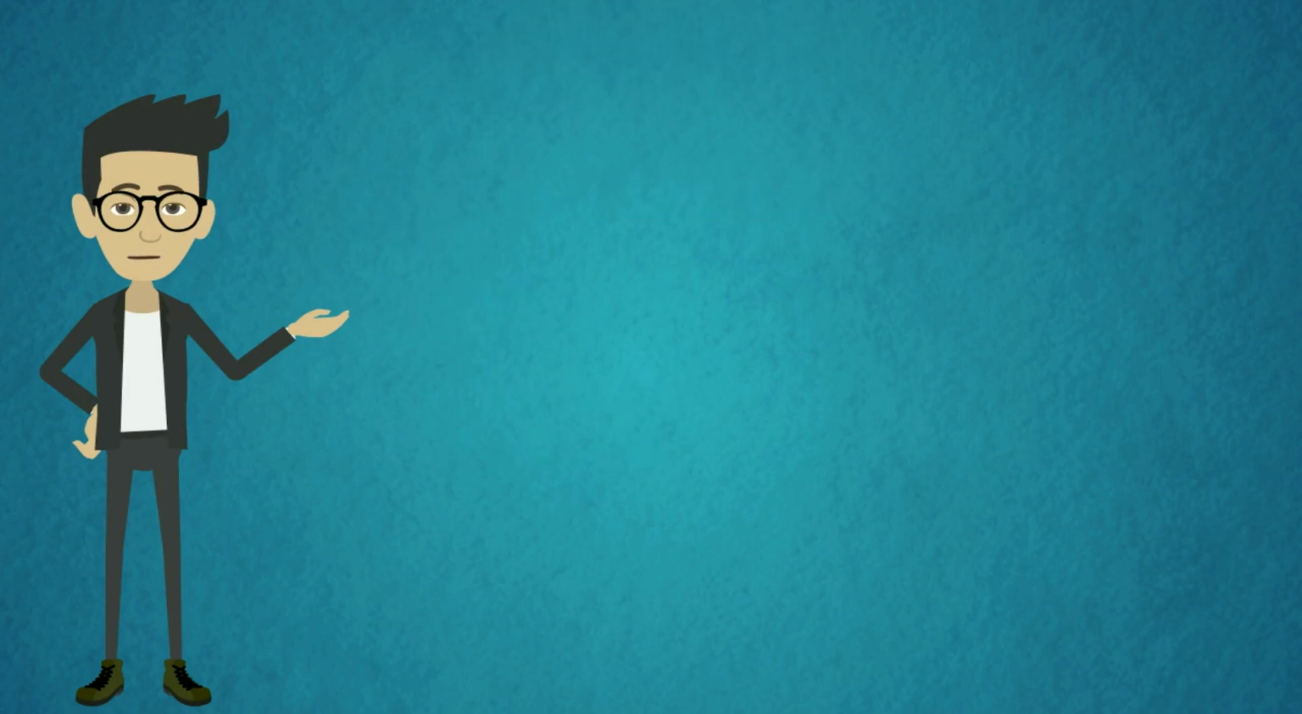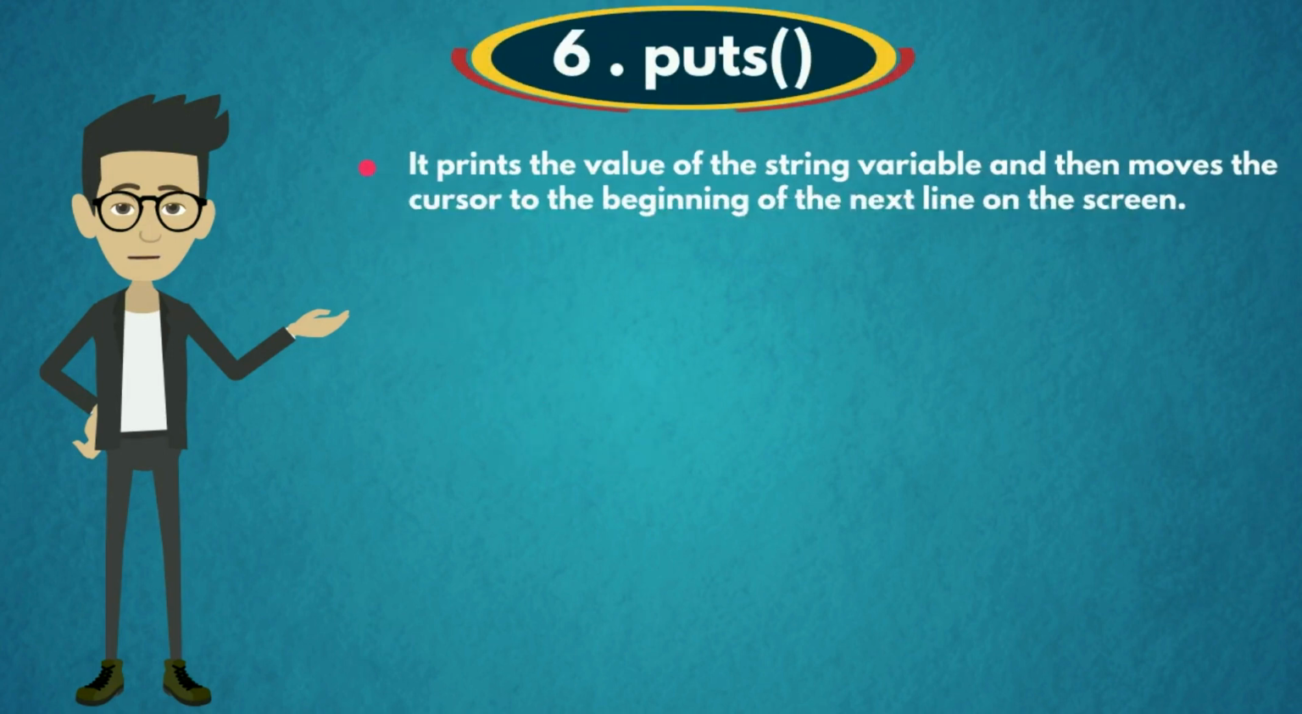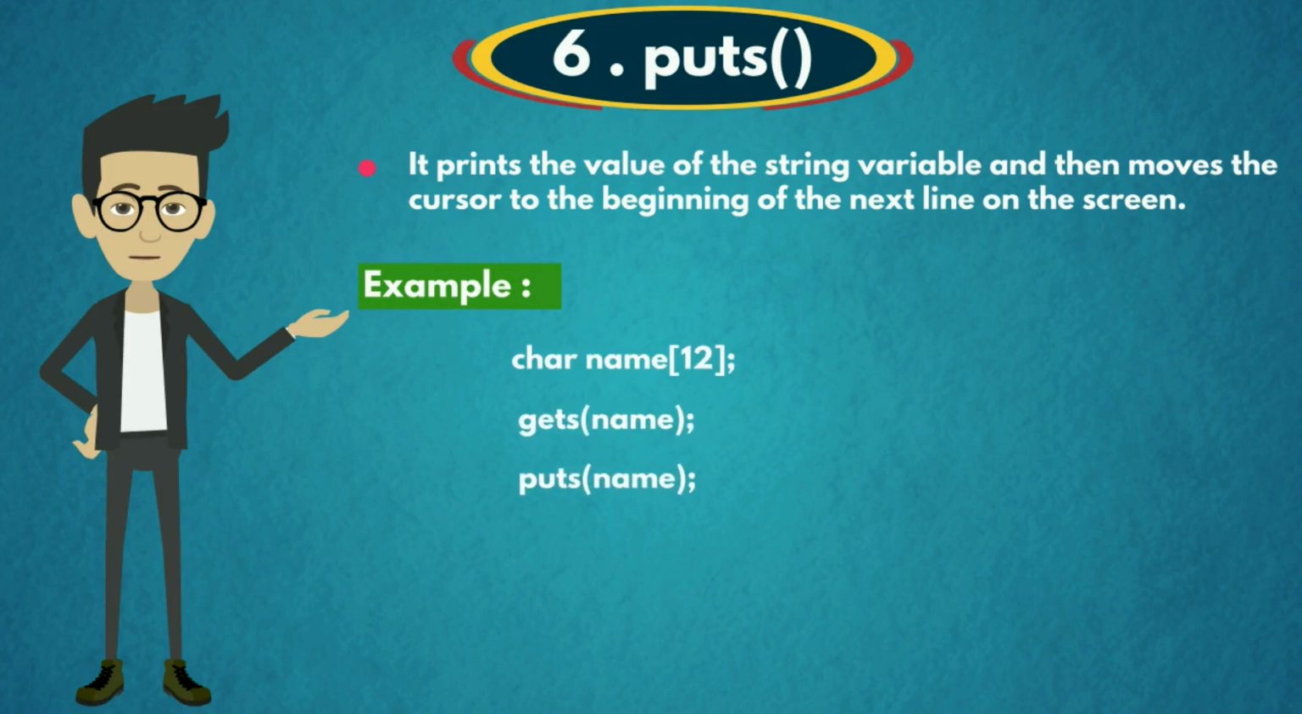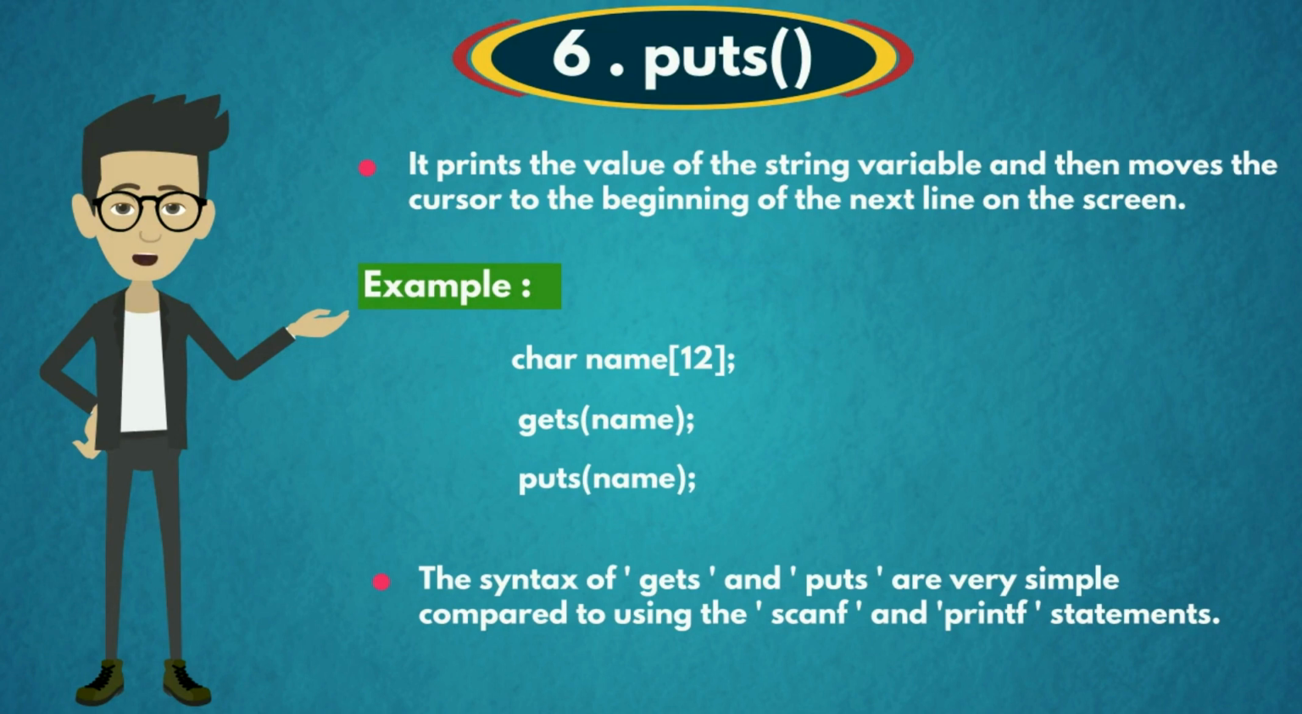The sixth IO function is puts. It puts the value of the variable and then moves the cursor to the beginning of the next line on the screen. For example, char name array of 12, gets name, puts name. Syntax of gets and puts are very simple compared to using the scanf and printf statements. Gets and puts are generally used in string programming.